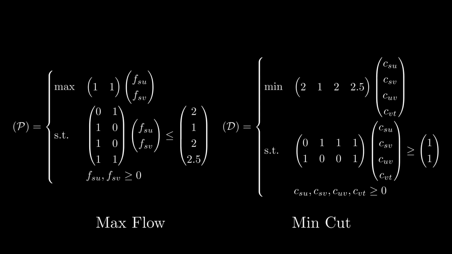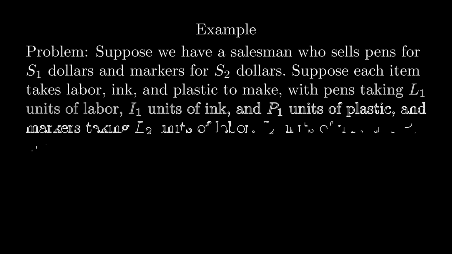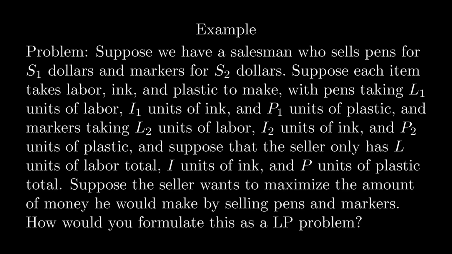For another example, consider the following arrangement. Suppose you have a salesman who sells pens for $1 and markers for $2. Suppose each item takes labor, ink, and plastic to make, with pens taking L1 units of labor, I1 units of ink, and P1 units of plastic, and markers taking L2 units of labor, I2 units of ink, and P2 units of plastic.